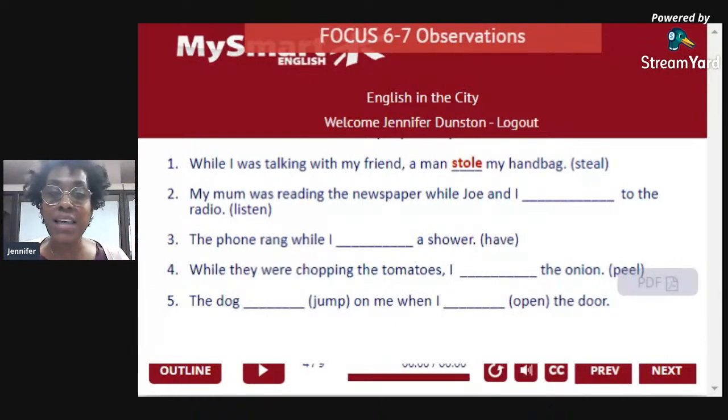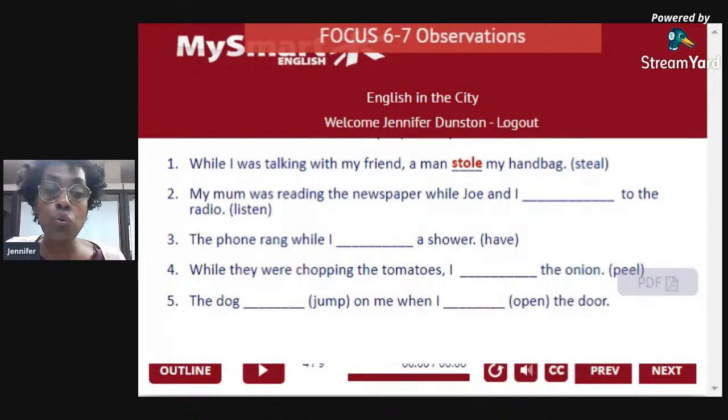Let's take a look at the second sentence. My mom was reading the newspaper while Joe and I. Just keep in mind that even though all the activities are in the past, you can mix past simple and past continuous. You can mix past continuous and past continuous. So you can have a long action and a short action. You can have a long action and a long action. It depends on the situation that you have in front of you.